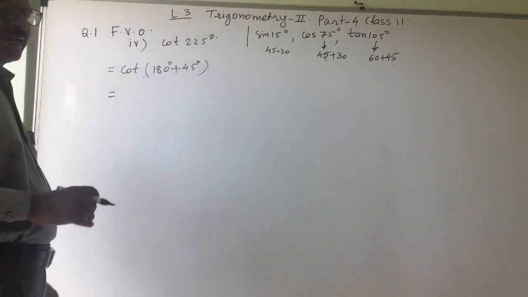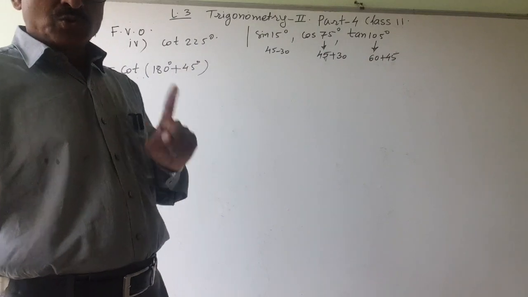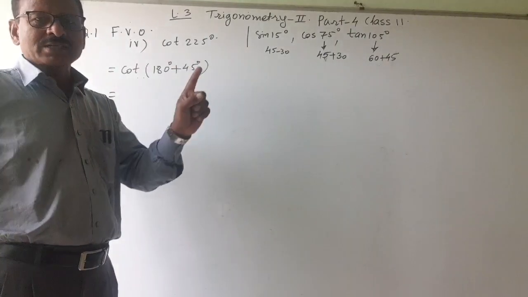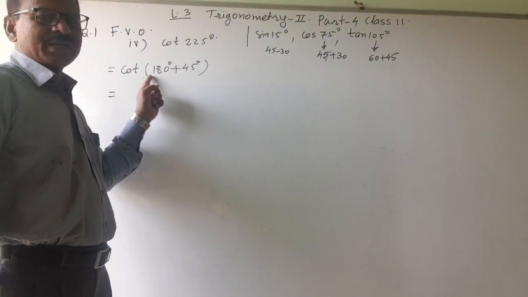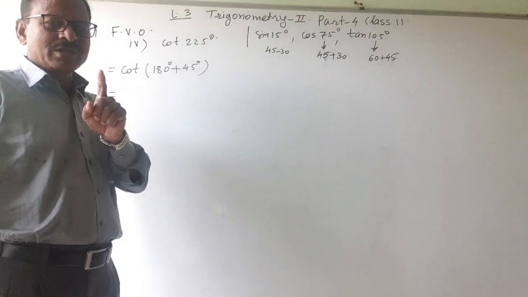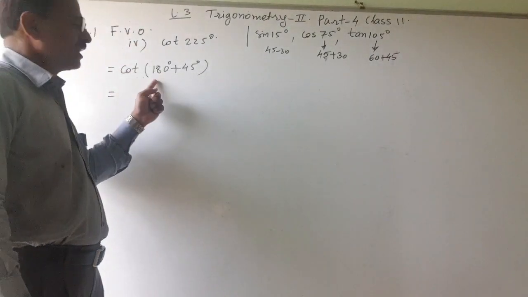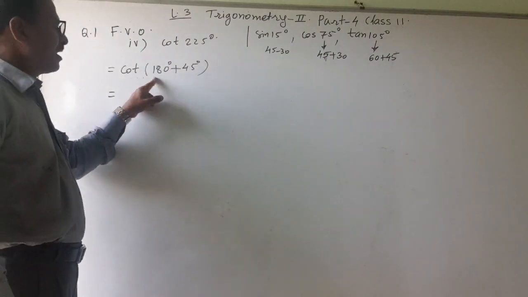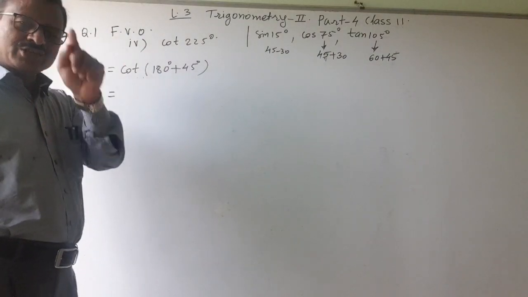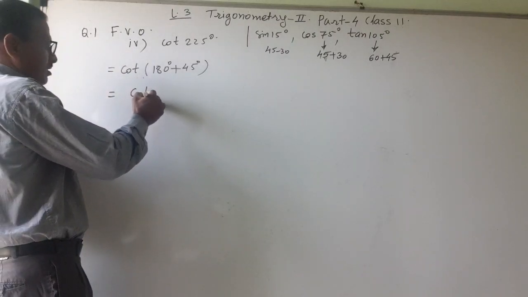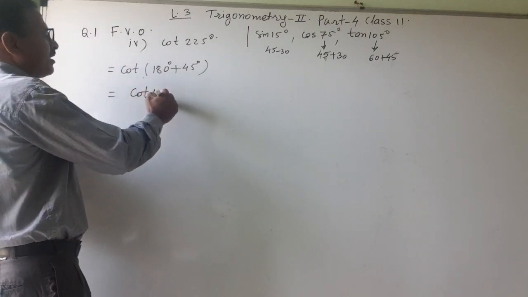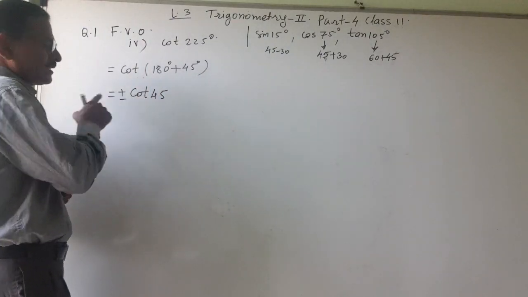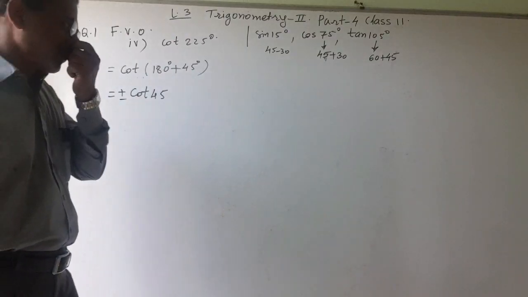So this is near to 180. If I add anything to pi, 2 pi, 3 pi, 4 pi, 5 pi, like that, as I have told you, the ratio doesn't change. Pi means 180. If I add or subtract something to 180, 180 into 2, 180 into 3, the ratio remains the same, means cot remains cot, 45 degree. Now I have to see the quadrant also, whether this will be plus or minus. That will depend upon the quadrant.